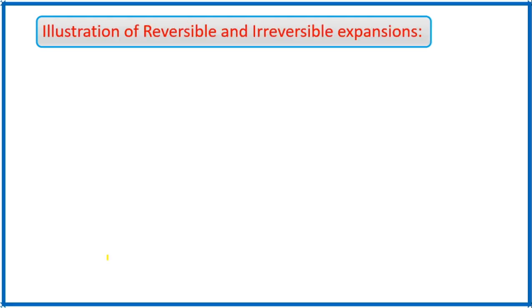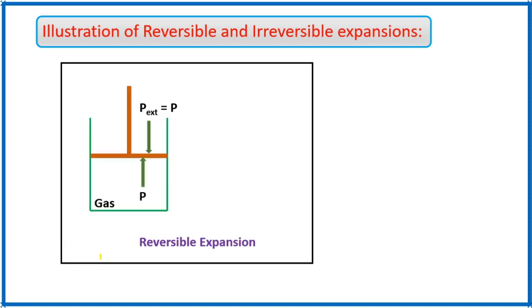We will take these things with an example here. Let us suppose this green color box is a cylinder and this orange color rod is a piston. Gas is present inside the cylinder whose pressure is P. Its pressure value is P. And the outside pressure, P external, let us suppose P external is equal to P. That means the pressure of the gas inside the cylinder and the outside pressure are both the same. Then there will be equilibrium between these.